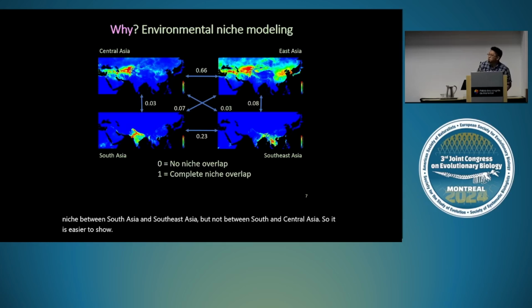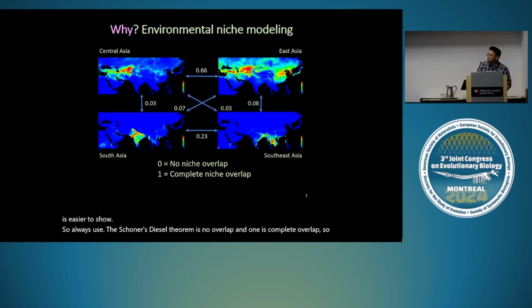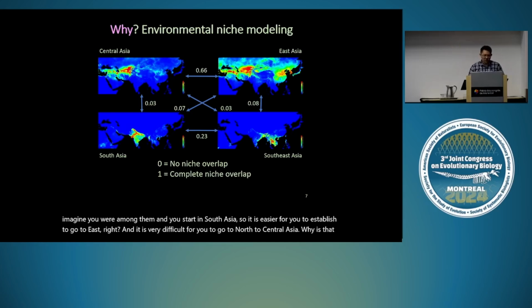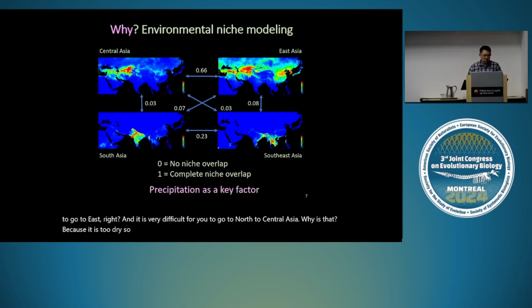It is easier to show in numbers. So we use Schoener's D, where 0 means no overlap and 1 means complete overlap. So imagine you were a mung bean and you start in South Asia. It is easier for you to establish going to the East, right? And it is very difficult for you to go North, to Central Asia. Why is that? Because it is too dry. So we show that precipitation is actually one of the most important factors.